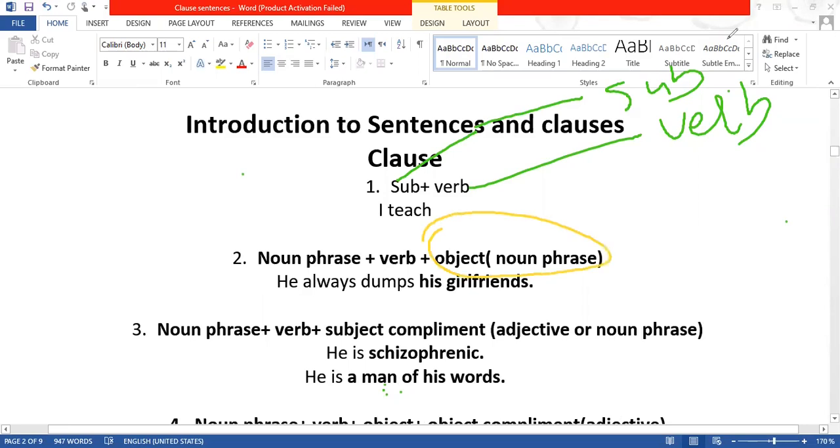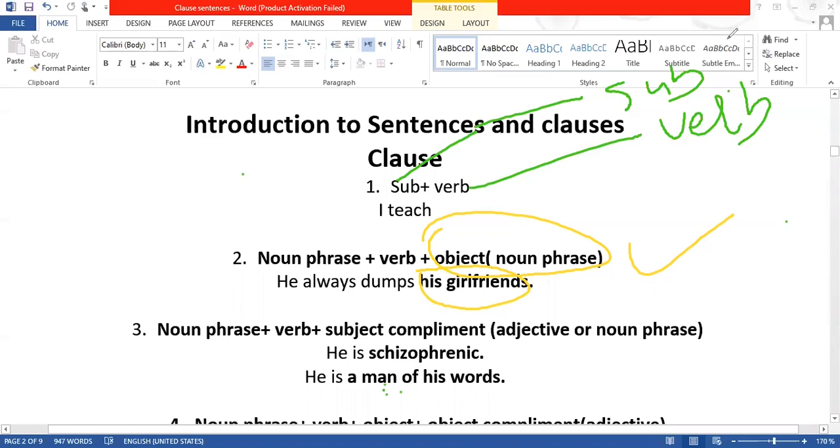See, he always dumps his girlfriends. So this, his girlfriends, is optional, right? I mean, this is the object. So if there are certain sentences where you want to use it, fine, use it. Or if you don't want to use it, that is different. So this is also a clause, remember. It has a subject, it has a verb, and it also has an object.